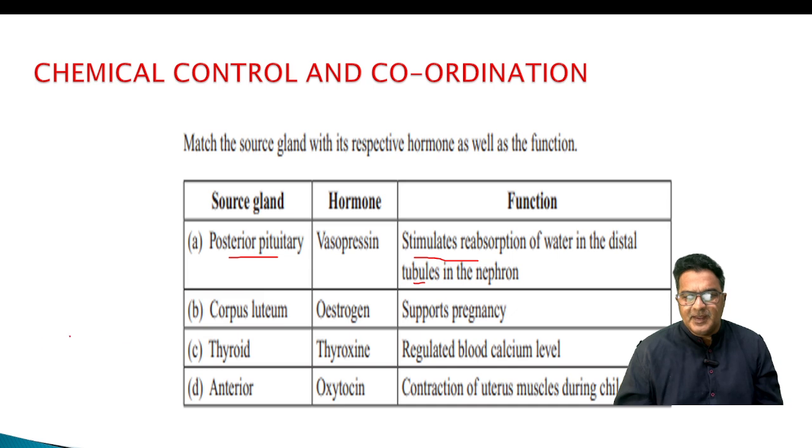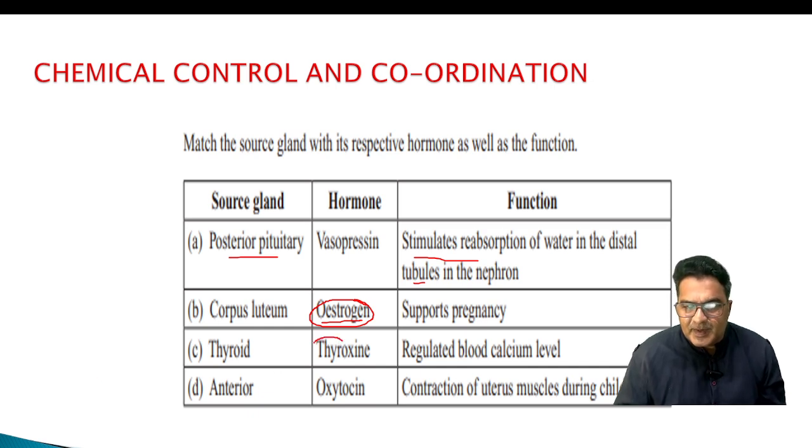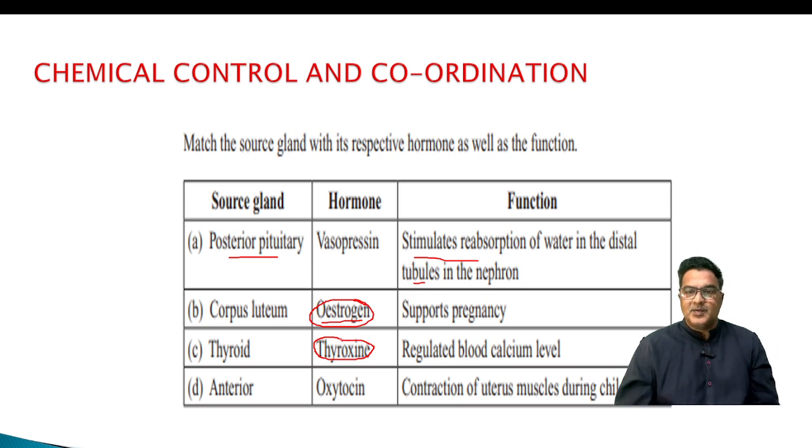Let's see the remaining. Corpus luteum, estrogen. No, I think here we should have progesterone, isn't it? Thyroid, thyroxine, regulates blood calcium level. Seems to be correct, but here instead of thyroxine, there is another thyroid gland hormone from the parafollicular cells of the thyroid, that is thyrocalcitonin, to be present here.